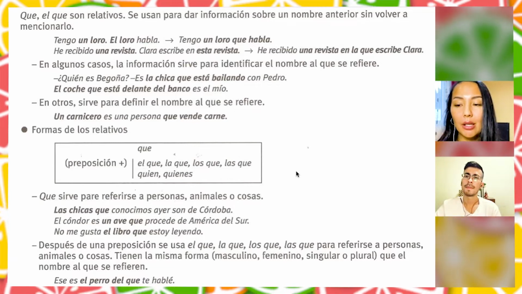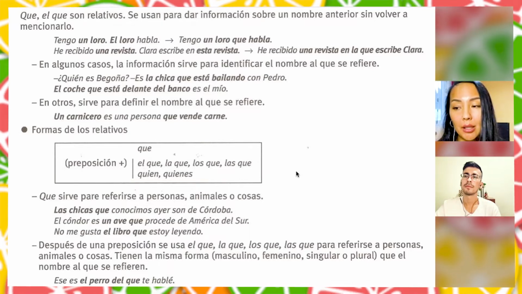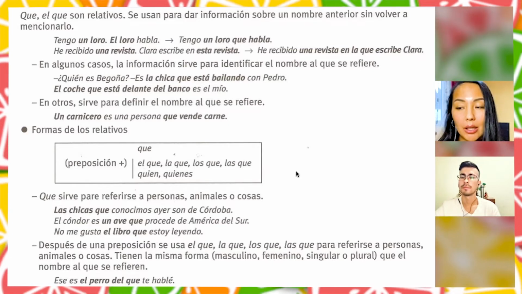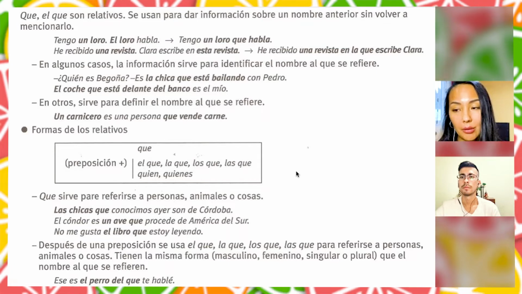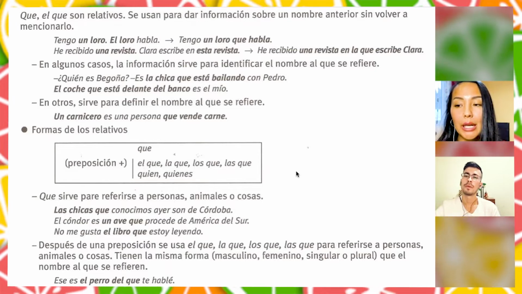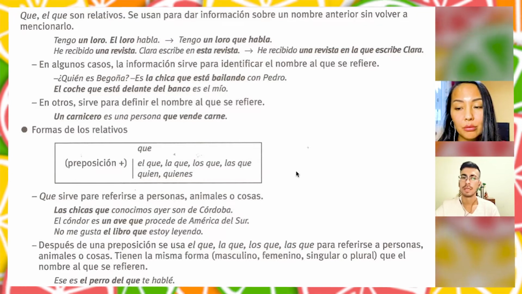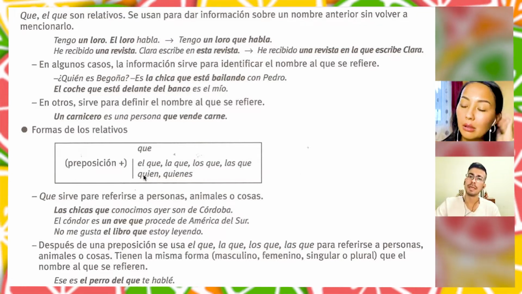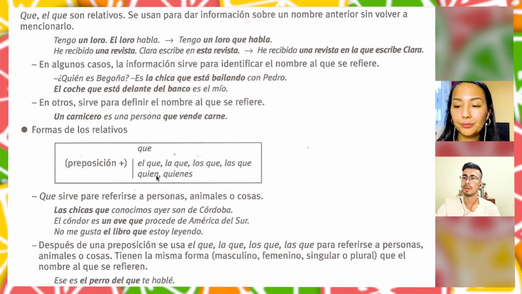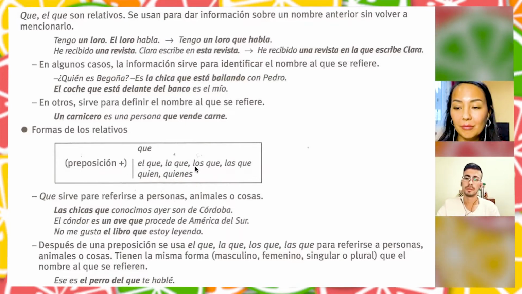In some cases in Spanish, you use que for people. You say, El chico con el que sale Nieves es bombero. In English we say only who. Or you can say quien: el chico con quien sale Nieves es bombero. The difference is that quien is just for persons. It will always be for persons. That's the important thing.